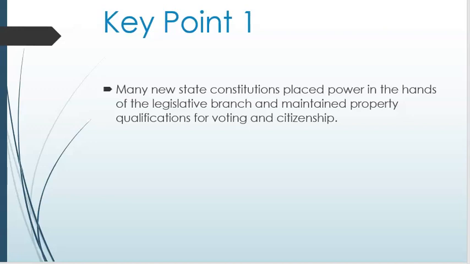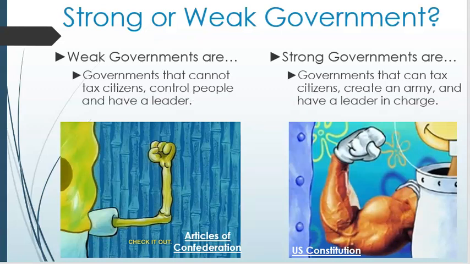We talked about this already, right? States started creating their own governments after the Revolution, and in those constitutions, people still needed to own property in order to vote, be citizens or full citizens. And most of the power is in the hands of a legislative branch, which legislation is lawmaking, so a lawmaking branch. And I want to talk about the two basic forms of government that we're going to see. Those are strong government and weak government.